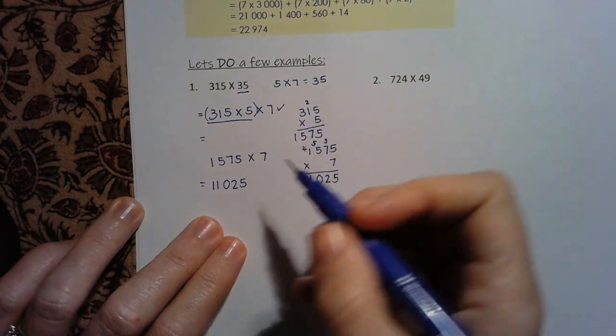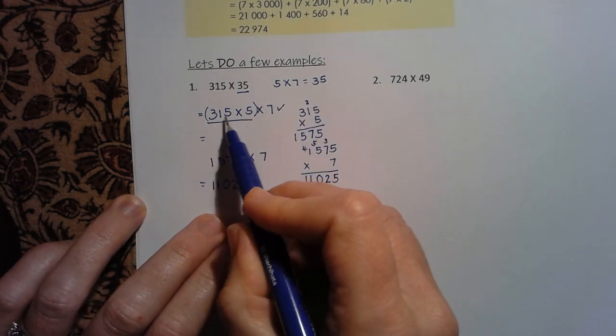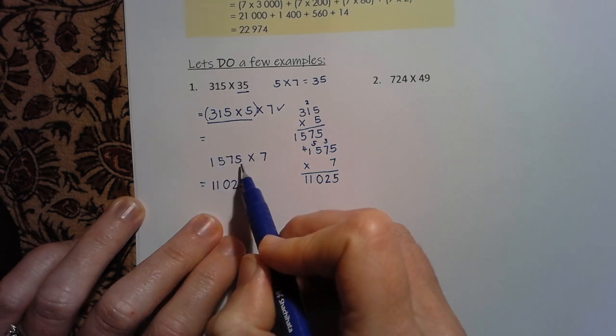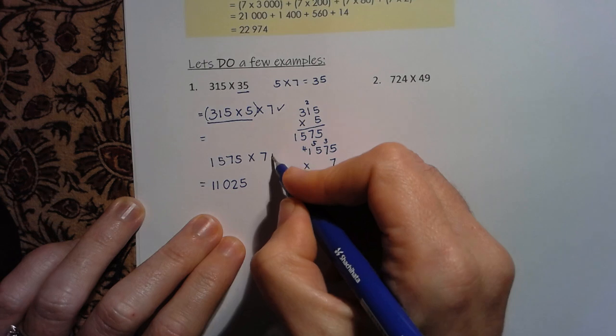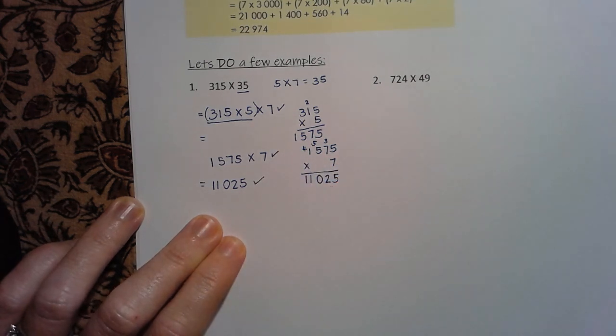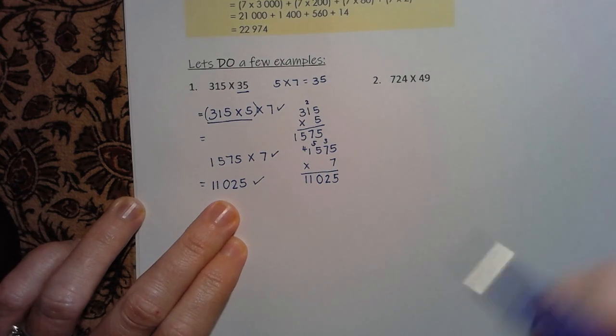Okay, so you can see we've written 315 times 5 times 7. That's the first step. Then we multiply the 5 and the 315. Your answer of that was 1,575. And we still need to multiply with a 7. And then the final answer of 11,025.